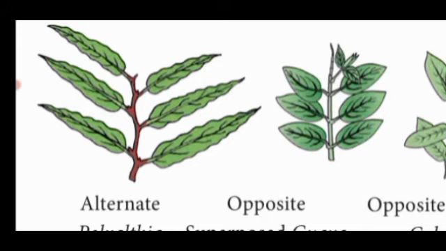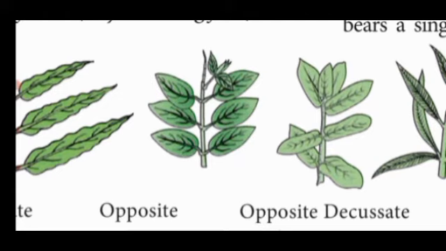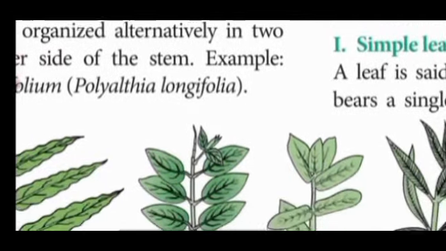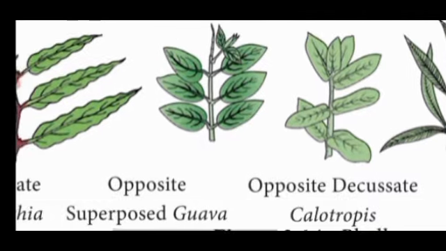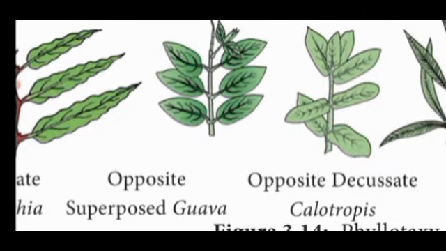The next is the opposite phyllotaxy. In opposite phyllotaxy, the leaves are arranged in an opposite manner. Each node has two leaves. Such a type of leaf arrangement is called opposite phyllotaxy. There are two types of opposite phyllotaxy: opposite superposed and opposite decussate.